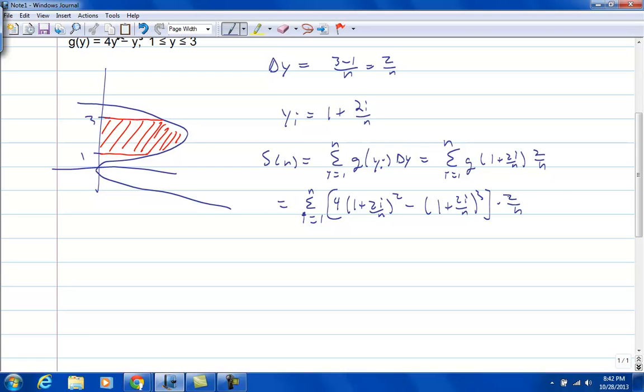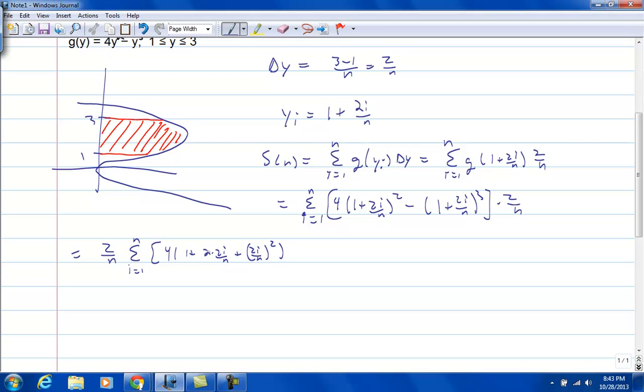I want to point out that 2 over n is not affected by the i's, so it's essentially a coefficient and can be factored out. So I'll put it out front of the summation: 2 over n times the sum as i goes from 1 to n of 4 times 1 plus 2 times 2i over n plus 2i over n squared.